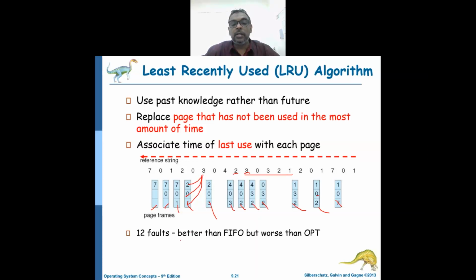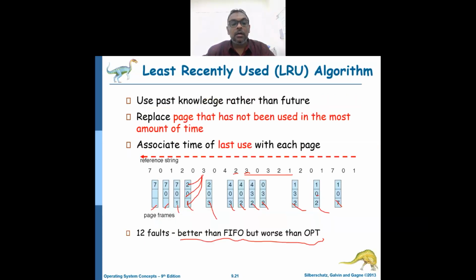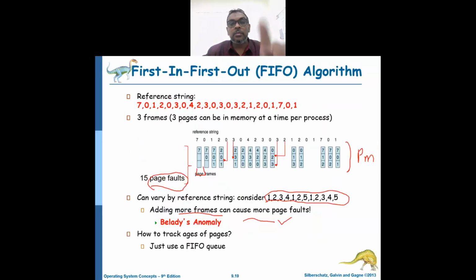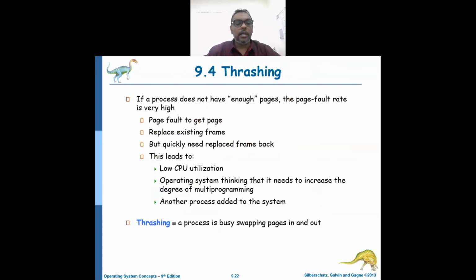12. It's better than first in, first out, but worse than optimal. Okay, so our objective is to reduce the number of page faults. Between these three algorithms, least recently used seems better than first in, first out, but worse than optimal, because this one is 9, this one is 12, and this one is 15. So the best is actually the optimal page replacement technique.